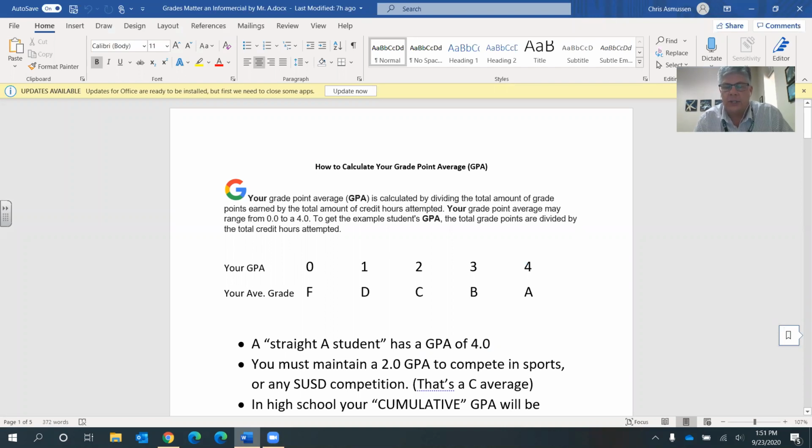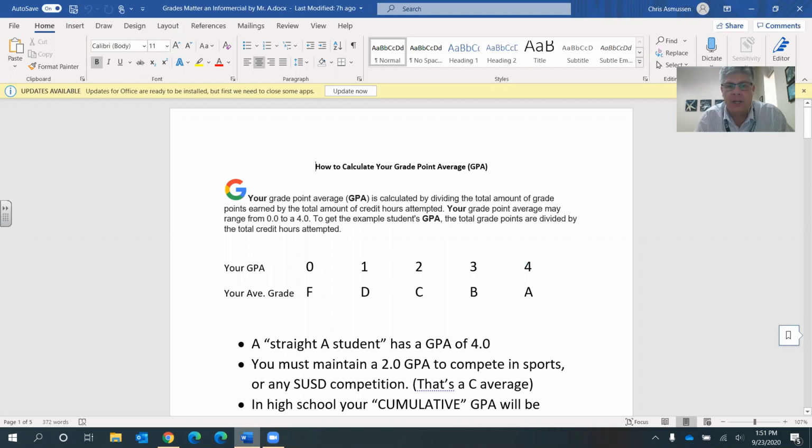So I did a quick Google search, boys and girls, I love Google search too, and I just typed it in, and what I found was your grade point average is calculated by dividing the total amount of grade points earned by the total amount of credits attempted. That's a big one. We're going to talk about that in just a little bit.